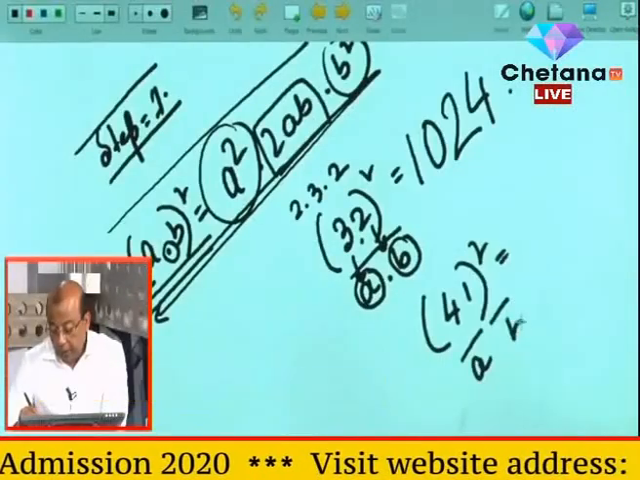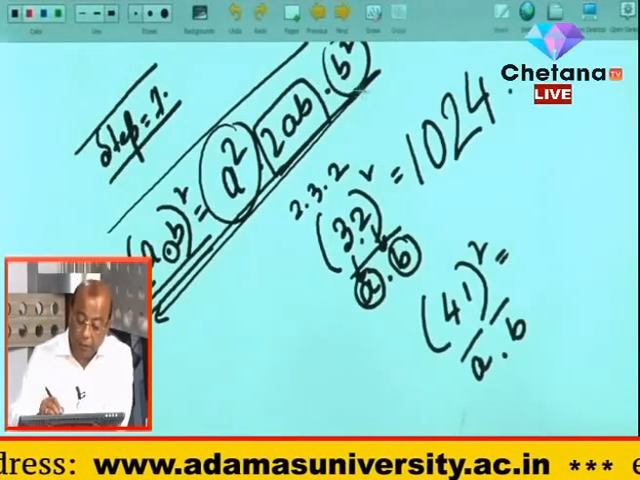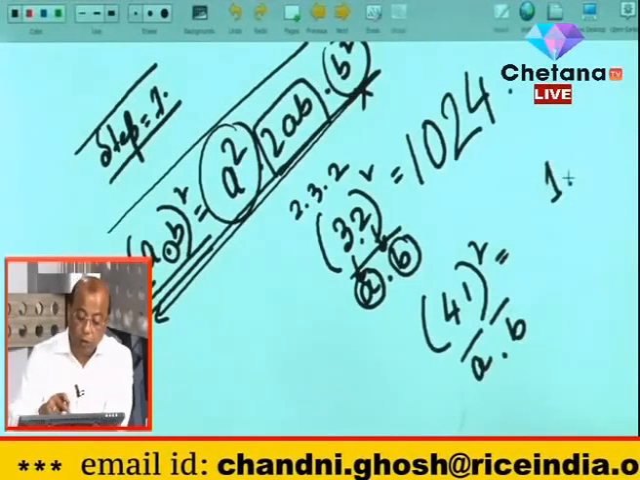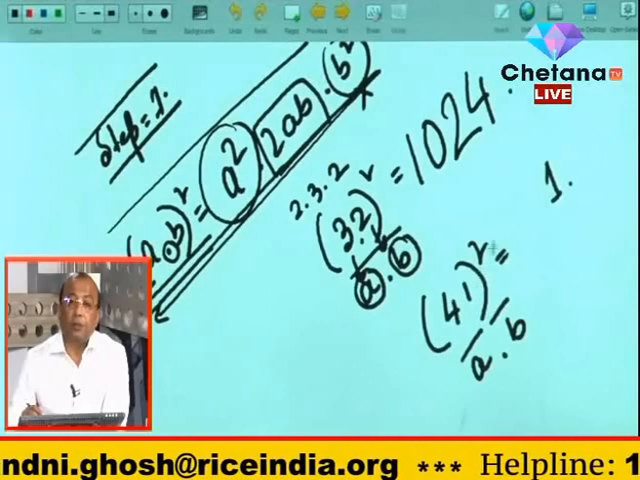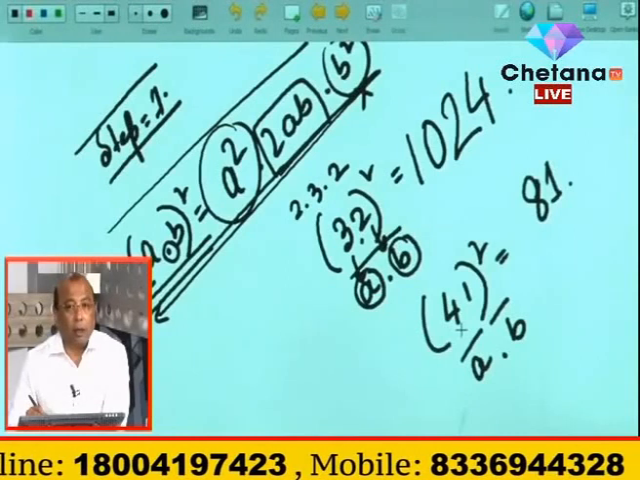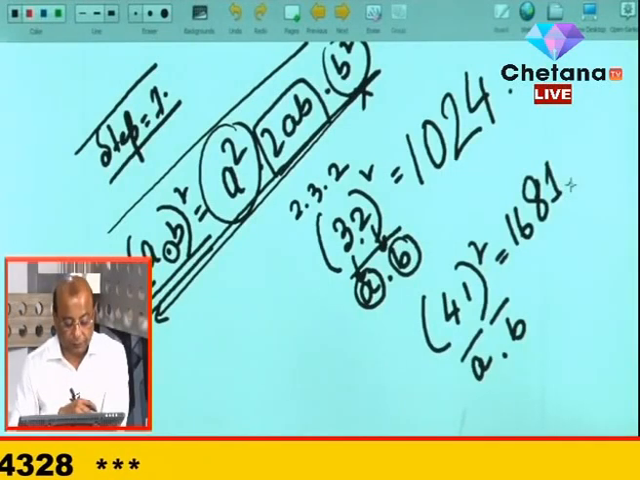Yes. Again, we can take another number. Here 4 is the a and 1 is the b. Just we are imagining. Now again we can start from the b square. 1 square, that is 1. Right? 2 into a into b, that is 4 into 1, that is 4, the double 8. Next, a square, 4 square, that is 16. This is the answer. 1681.